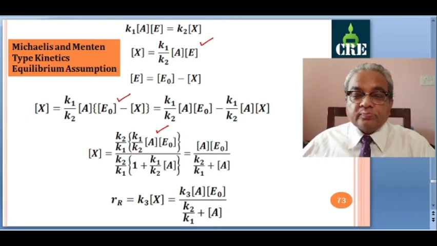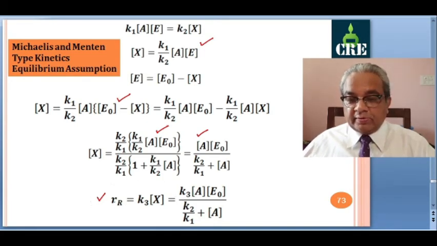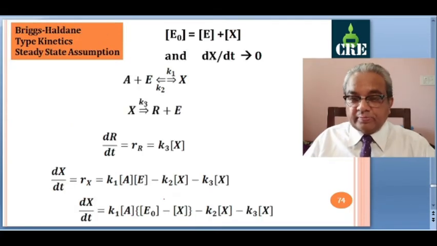We'll rearrange these terms. I multiply by K2 by K1 to the numerator and denominator. So all constants go, and we get only the concentration of A and concentration of E0 in the numerator. In the denominator, if I multiply K2 by K1, 1 gives K2 by K1, plus the concentration of A. So we know the rate of formation of R is K3 into concentration of X. This complete term I write here. So with Michaelis-Menten type kinetics, I get this rate law. We'll compare in the end.